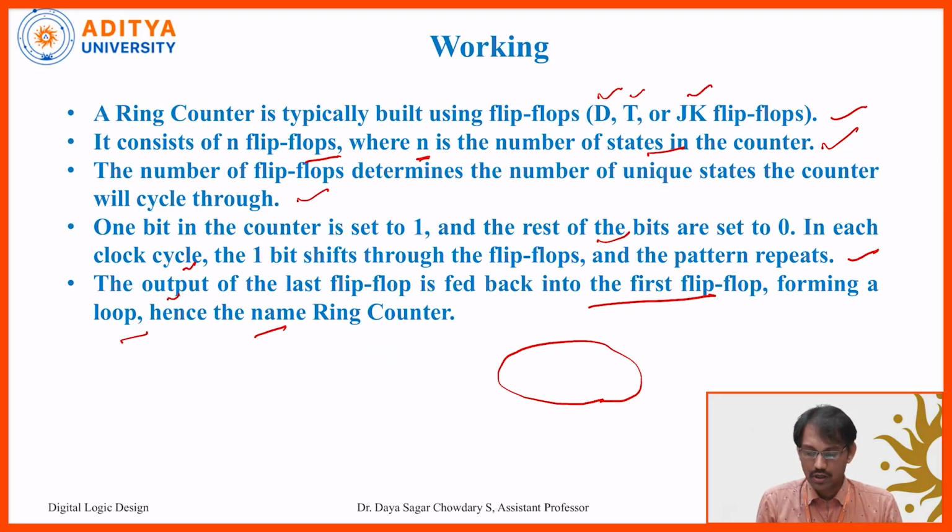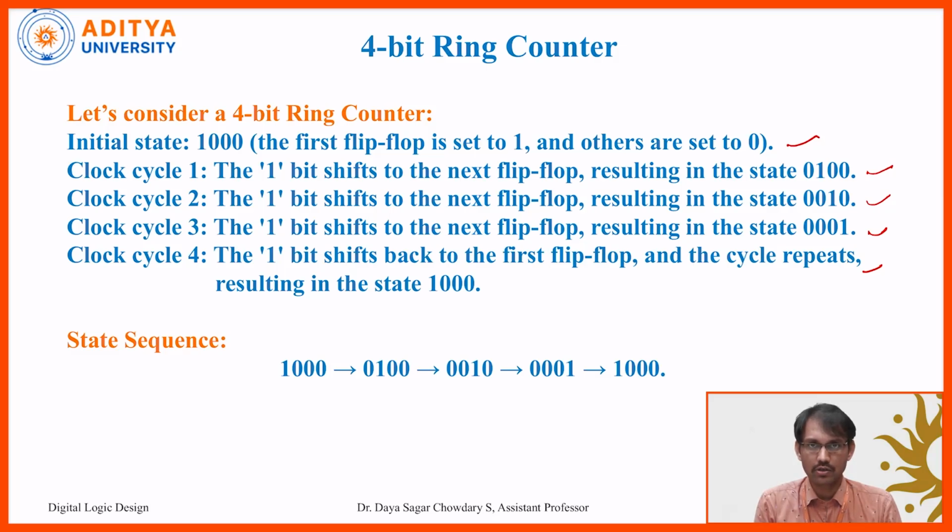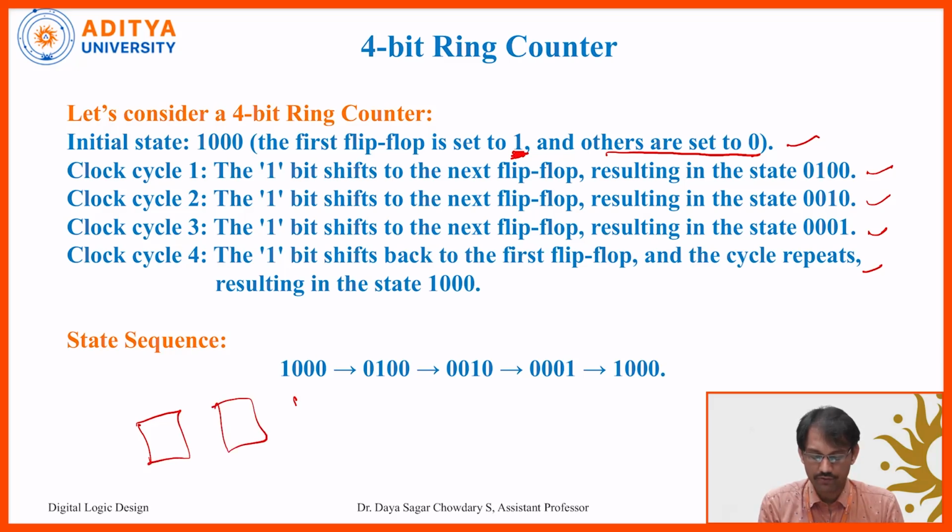But in order to make this ring counter work, we have to set one bit, the bit is 1, inside the ring counter. There is a procedure to set this 1 bit inside the ring counter, and the others are set to 0. That means for stage 1, the first flip-flop, we are setting the data 1 here. For all the remaining flip-flops we have to give the data 0.